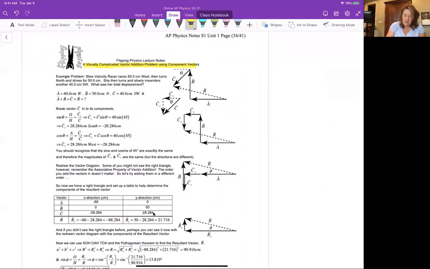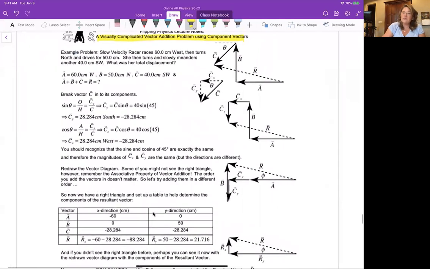So if you're struggling with this and you want to watch him actually work this problem out step by step, where he shows you graphically and algebraically how to do this problem, he takes a car that goes 60 meters west. So here's 60 meters west, then turns and goes north. So here's the northern portion of it, then turns and goes at 40. This is not a speed, this is a displacement, sorry. I could have speed, but then we go 40 centimeters southwest, didn't give an angle, so we have to assume 45 degrees. What was her total displacement?